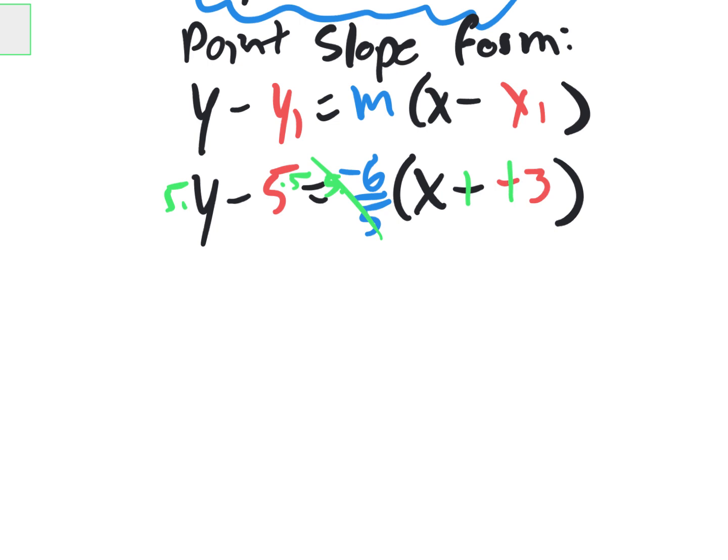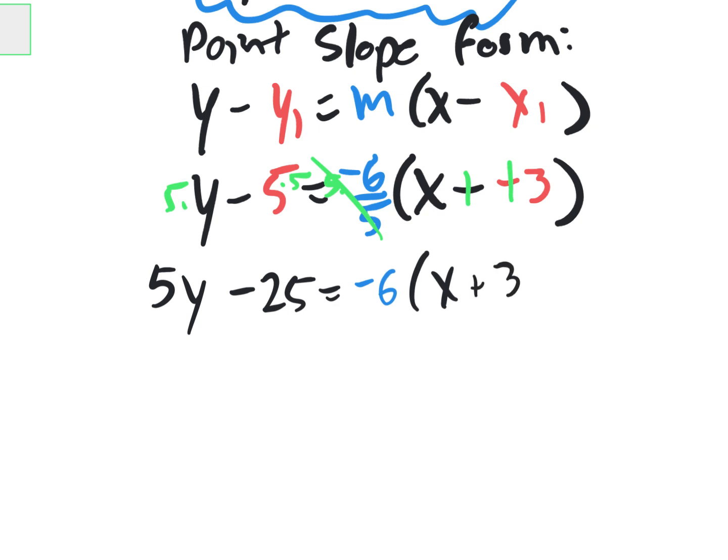So I want to have 5y minus 25 equals negative 6 times x plus 3. How did I do that? I multiplied everything by 5. Now, if you're thinking, wait a minute, why? You're saying you're multiplying everything by 5, but you didn't mess with the x, you didn't mess with the 3.